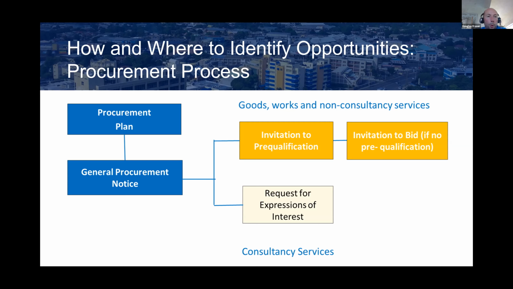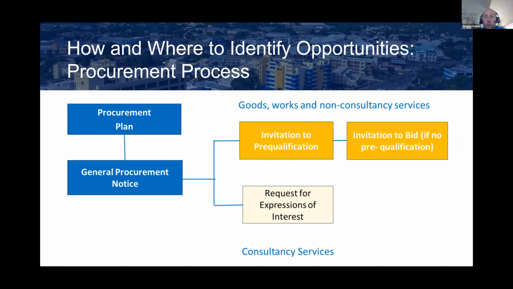In terms of the formal process, once our board approves a new project, you will find on the website a procurement plan and the general procurement notice for each project at the front end. So this will set out the key contracts that will be awarded, when they're expected to go to market, and the selection methods that will be used.